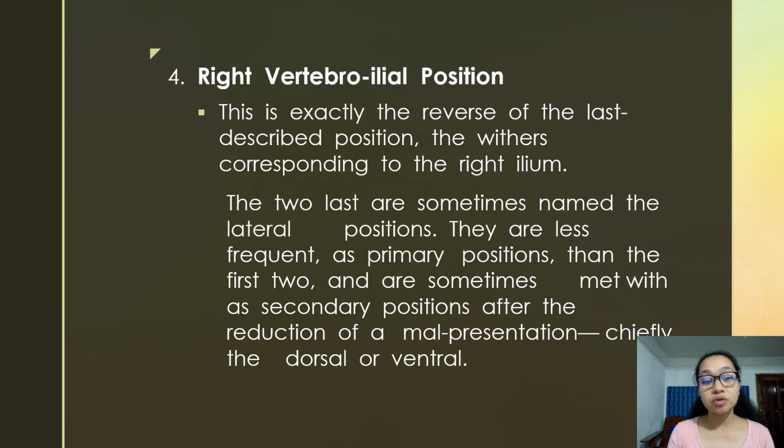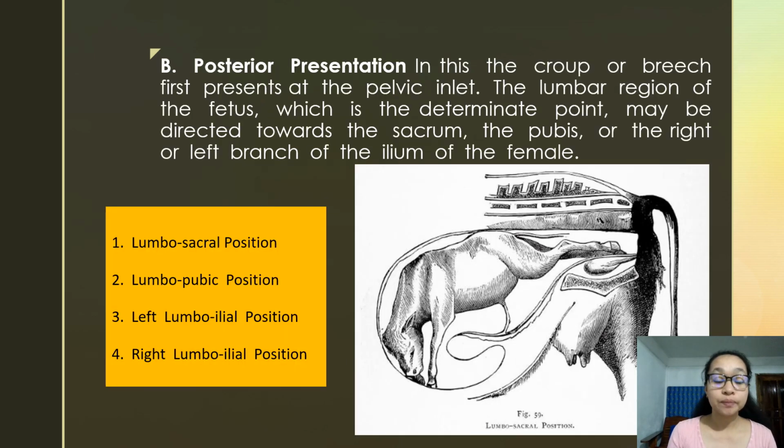And number 4 is the right vertebroiliac position. This is exactly the reverse of the last described position, the withers corresponding to the right ilium. The last two are sometimes named the lateral positions. They are less frequent as primary positions than the first two, and they are sometimes met with as secondary positions after the reduction of malpresentation, chiefly the dorsal or the ventral.